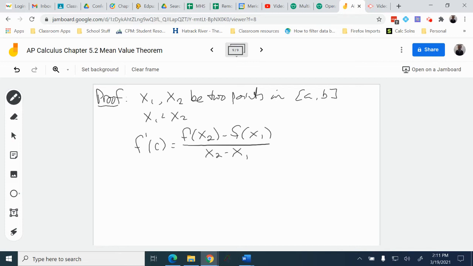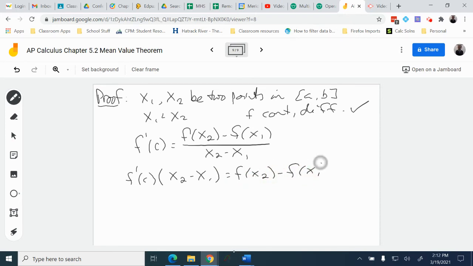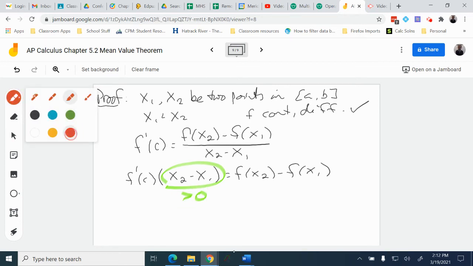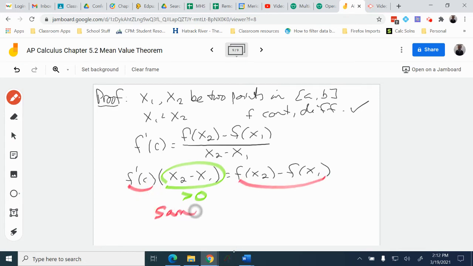All right. We are going to also assume that f is continuous and differentiable because we want the mean value theorem to apply. So let's do a little algebra here. f prime of c times x2 minus x1 is equal to f of x2 minus f of x1. Well, this is always positive, which means that the derivative has the same sign as the difference. Same sign.